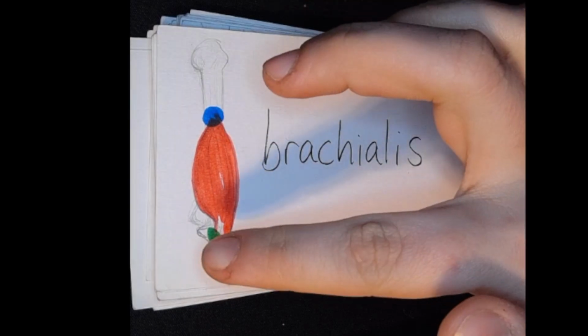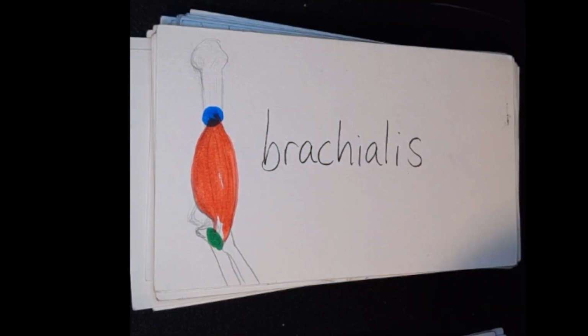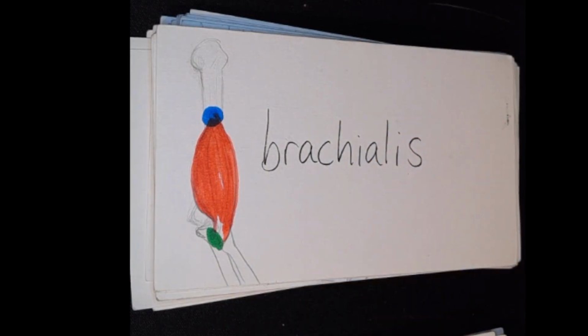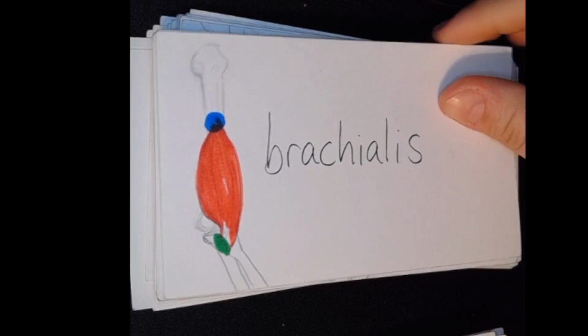Insertion: ulnar tuberosity and coronoid process. Action: the elbow flexor. Innervation: musculocutaneous nerve.